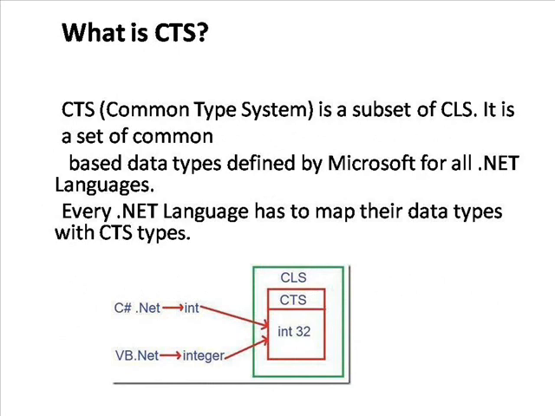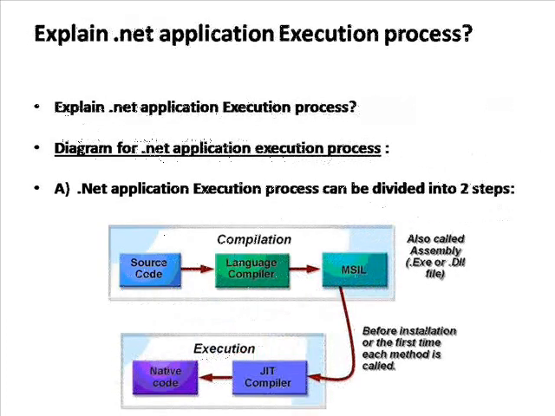What is CTS? CTS, Common Type System, is a subset of CLS. It is a set of common base data types defined by Microsoft for all .NET languages. Every .NET language has to map its data types with CTS types.